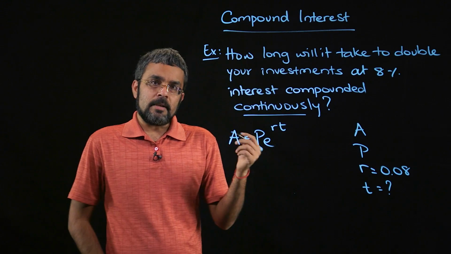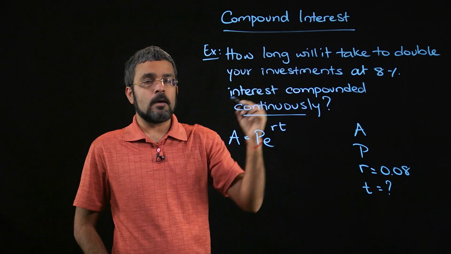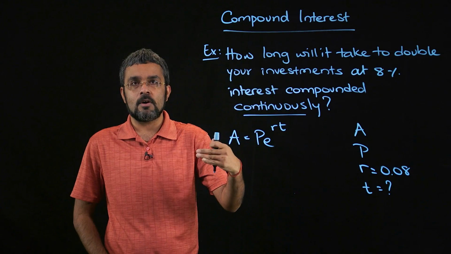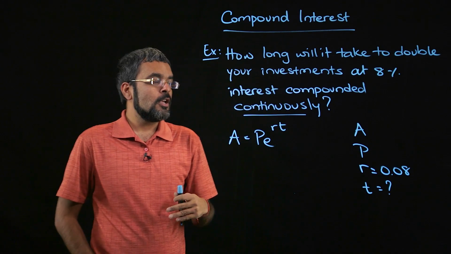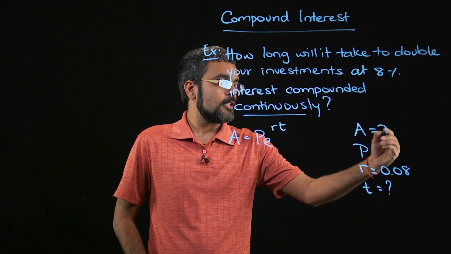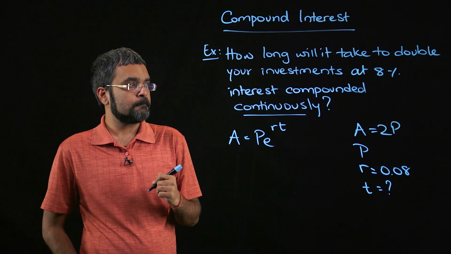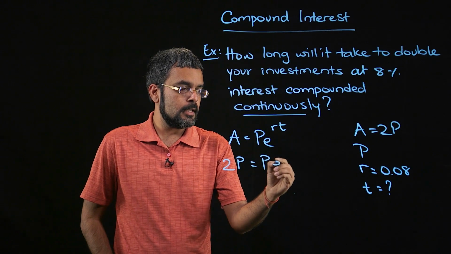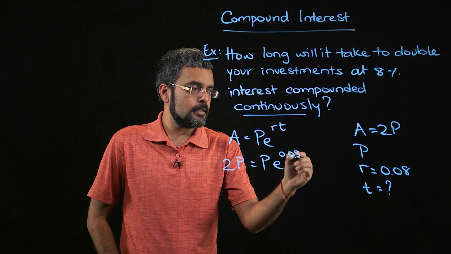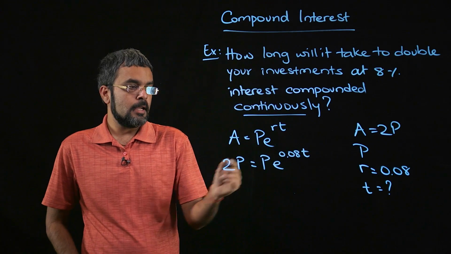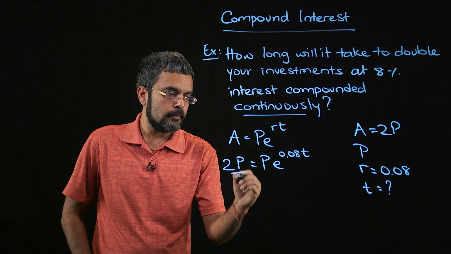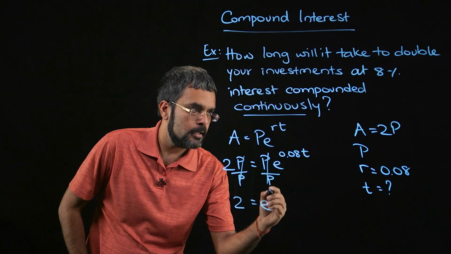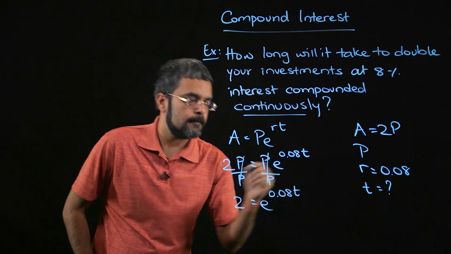Well, but do we really need A and P is the question. I want my money to double. So if I invested $1,000, I want my money to become $2,000. If I invested $100, I want it to become double, that is $200. So if I've invested P amount, A has to become 2 times P, because that's what doubling is. If I substitute here, I get 2P equals P times e to the 0.08t. If I divide by P on both sides, that cancels out, and I get 2 equals e to the 0.08t.